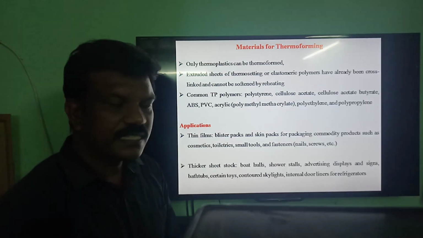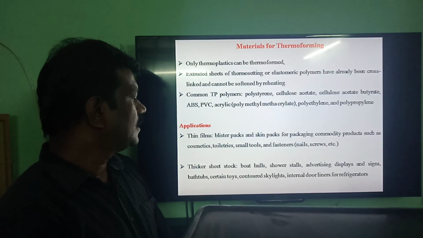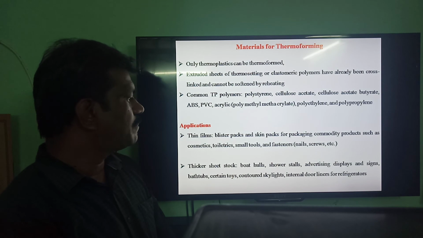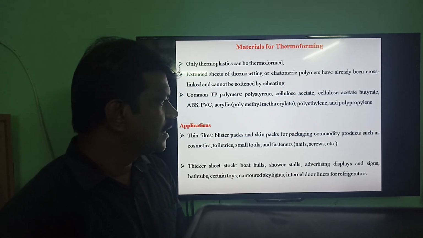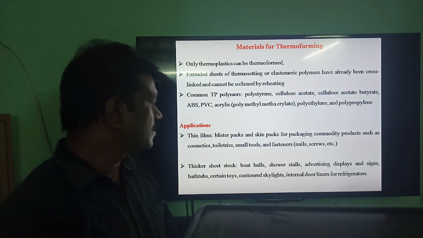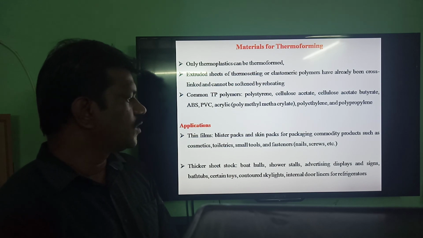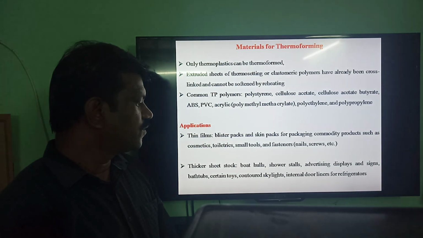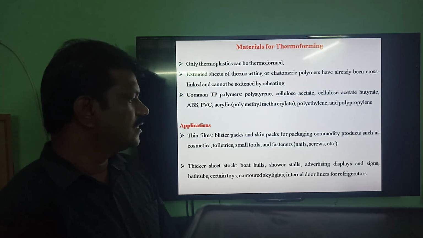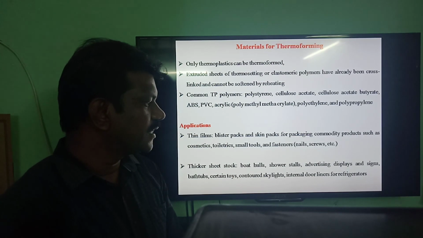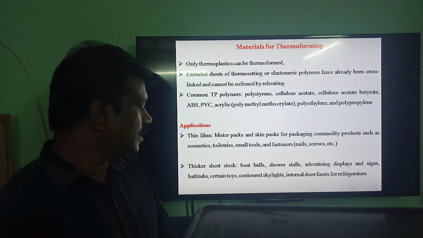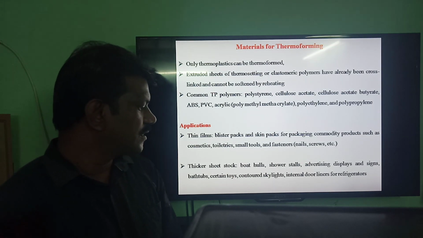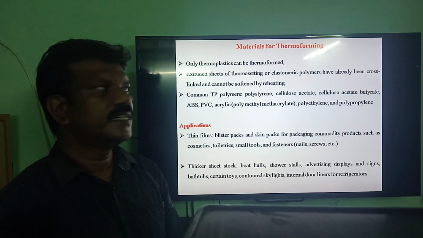The main applications are blister packs and skin packs for packaging commodity products such as cosmetics, toiletries, small tools and fasteners. Thicker sheet stocks are used for boat hulls, shower stalls, advertising displays and signboards, bathtubs, certain toys, contoured skylights, and internal door liners for refrigerators.